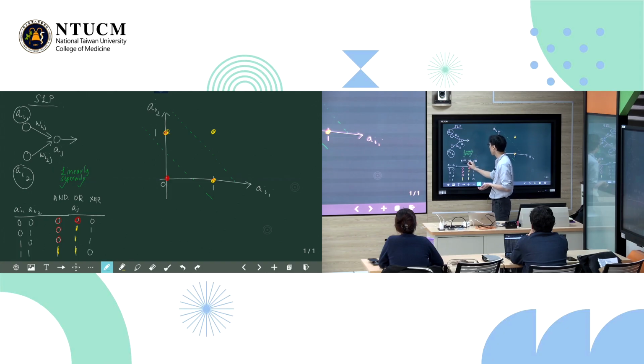Okay? So the AND and the OR problem are linear problems. They are linear. Their solutions can be linearly separated. All right? In the case of a single layer perceptron.